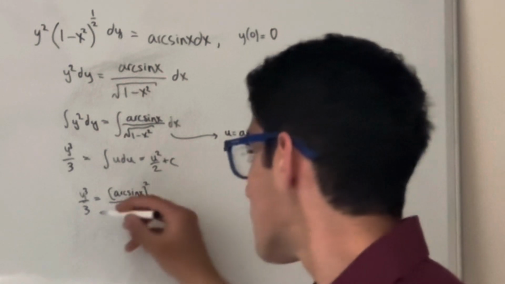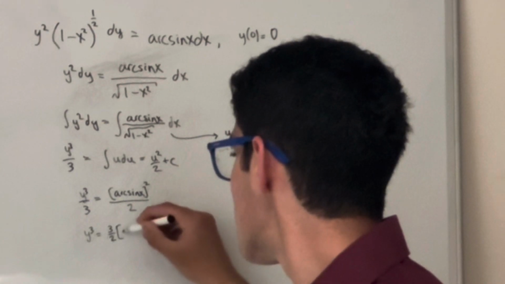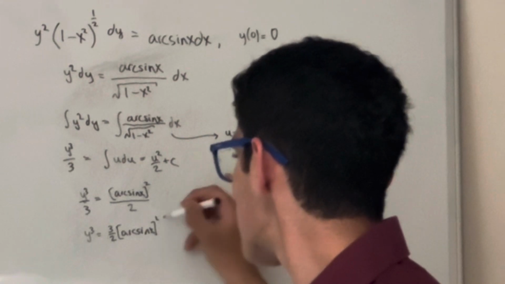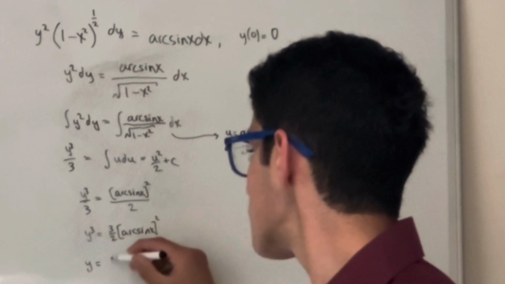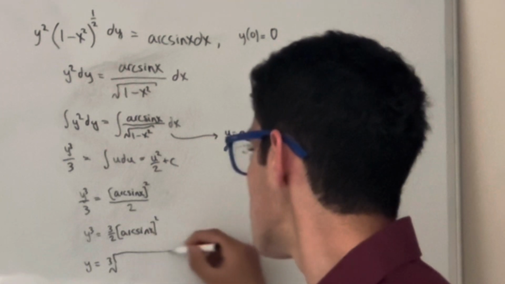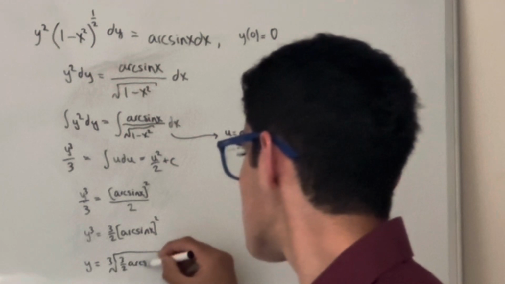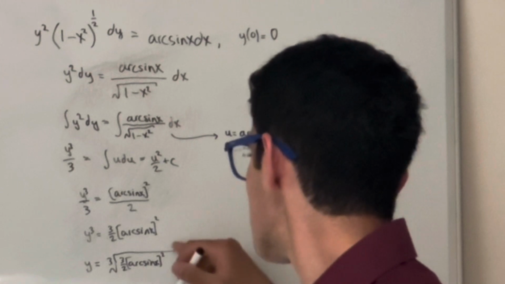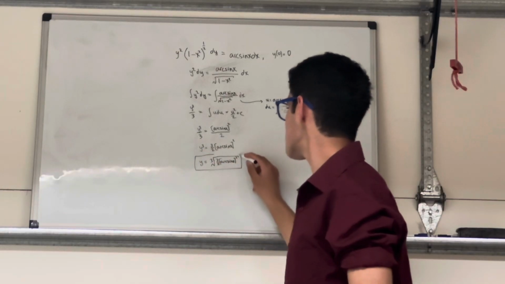Multiply by 3. Now you have y cubed equals 3/2 arc sine of x squared, and now you can just take the cube root of that, so you get y is equal to the cube root of 3/2 arc sine of x, and make sure to square that, and that's it. That's going to be our final answer to this question.